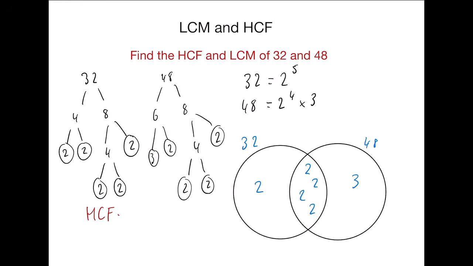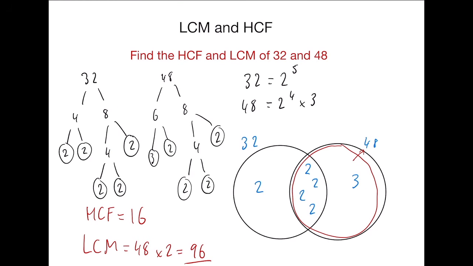The HCF will then come from multiplying all the middle numbers together. And we know that 2 times 2 times 2 times 2, 2 to the power of 4, is going to be 16. The LCM is going to be every single number in here multiplied together. Now a little shortcut with this one, we already know that all the numbers here multiply together to make 48. So ultimately it's just 48 multiplied by 2, and that would be 96.